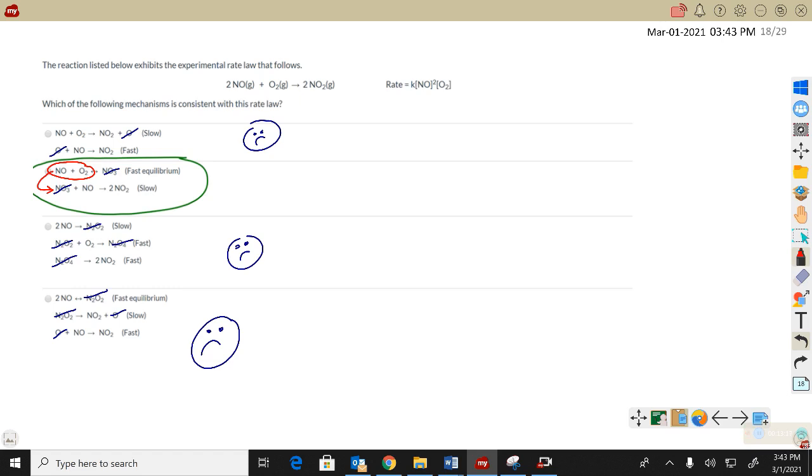So you can only do that when your first step is a fast equilibrium. It's got to be a reversible reaction, because then all of that is really equivalent. The reactants and the products are all present. So instead of the intermediate, sub in what's opposite the intermediate. And it works.